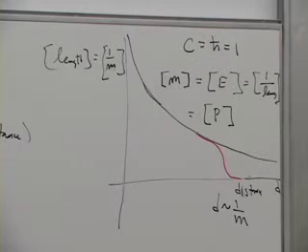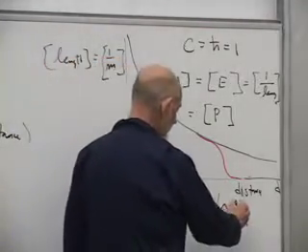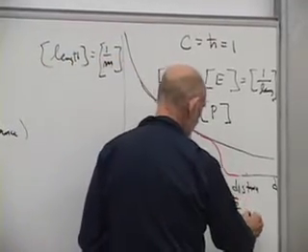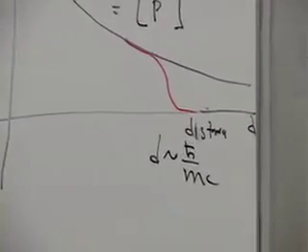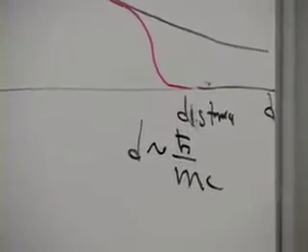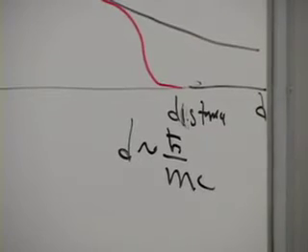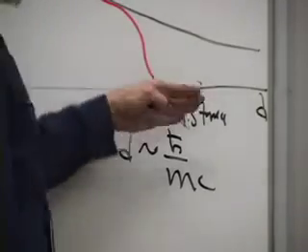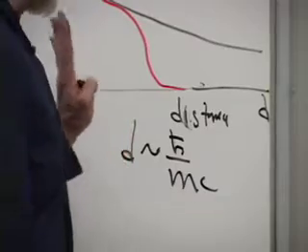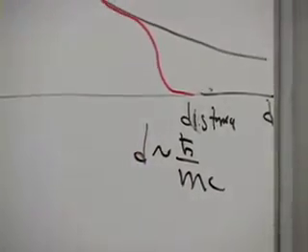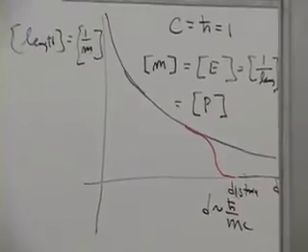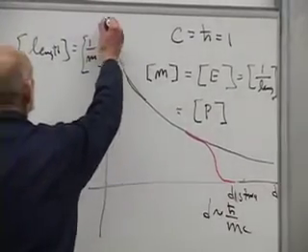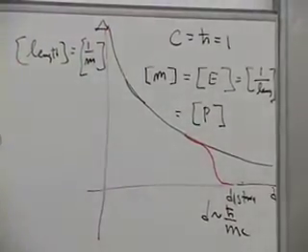If we put back some c's and h bars, what would it be? h bar over mc. Let's put back the h bars. At a distance of order h bar over mc, the propagator suddenly dives down as an exponential. The vertical axis is the size of delta.